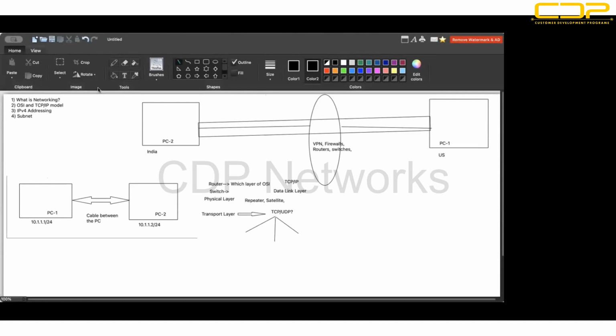Guys, clear? Within a few minutes, I will explain it with a diagram. Just give me a minute. Guys, clear? Yes.